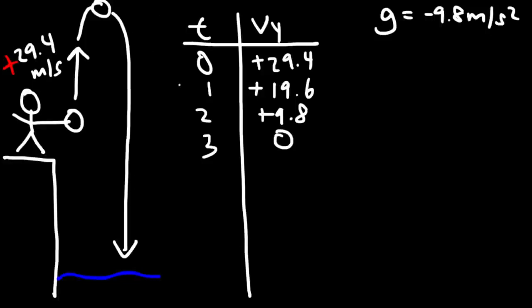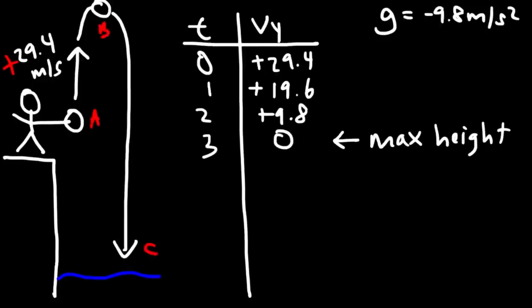So when the vertical velocity is at 0, that means that it's no longer going up anymore. And it's not going down yet. It has reached its maximum height. So it took 3 seconds to get to its maximum height. So let's call this position A, position B, and position C. So when t is 0, it's at position A. When t is 3, it's at position B.